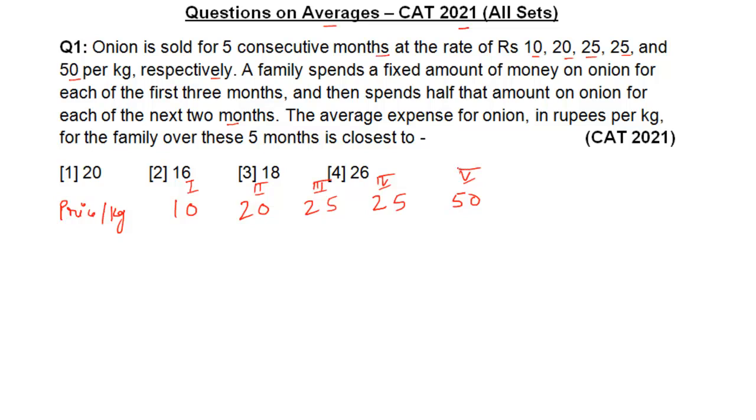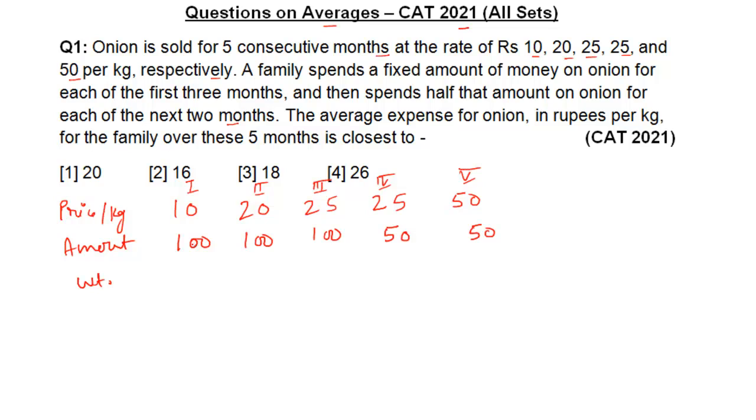Okay, and what is given: the family spends a fixed amount of money on onion for each of the first 3 months. So here I am writing amount. For the first 3 months it has to be the same, so I am just assuming it 100, and then it spends half that amount on onion for each of the next 2 months. So for these months it is 50 and 50, half of 100, right? So with the help of this price per kg and amount, I can calculate the weight, quantity in kg.